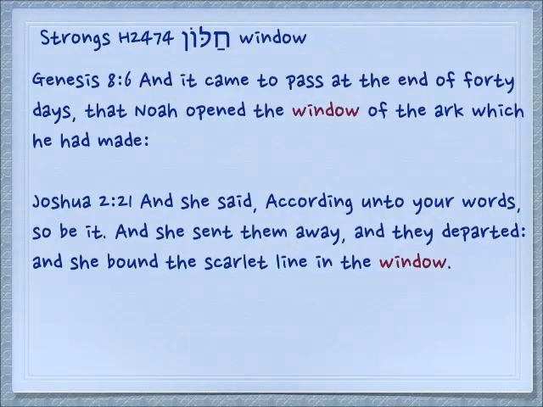And finally, we have one more hole, the hole in the wall, Genesis 8:6. And it came to pass at the end of the 40 days that Noah opened the window of the ark, which he made, the chalon, Joshua 2:21. And she said, according to your words, so be it. And she sent them away, and they departed, and she bound the scarlet line in the window.